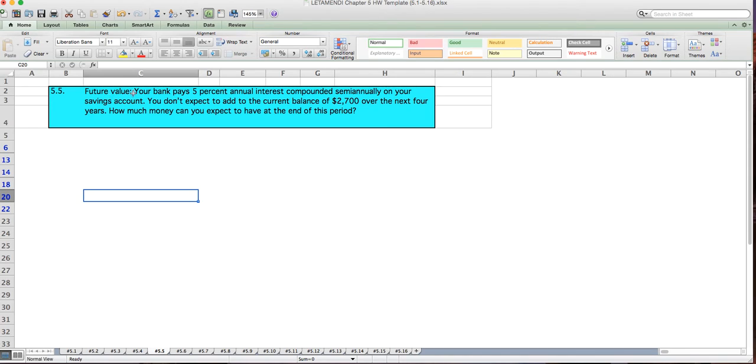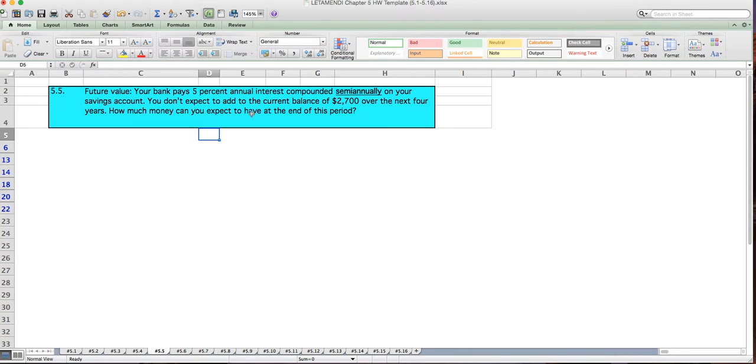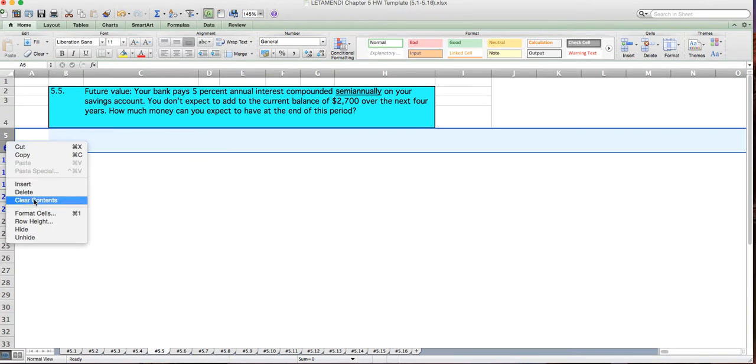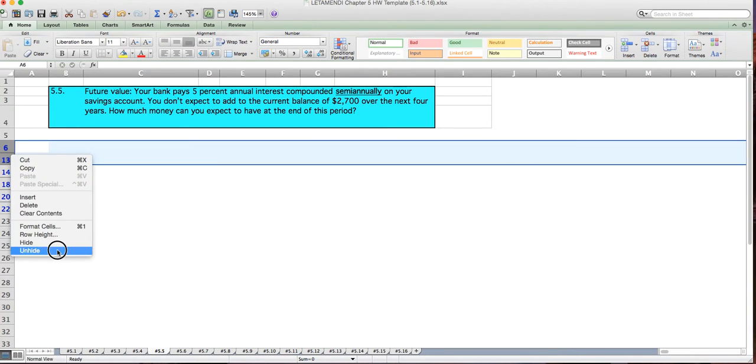So now let's move on to 5.5. 5.5, another future value question. Your bank pays 5% annual interest compounded semi-annually. This is a keyword right there, right? On your savings account. You don't expect to add to the current balance of 2,700 over the next 4 years. How much money can you expect to have at the end of this period? So let's isolate the given.